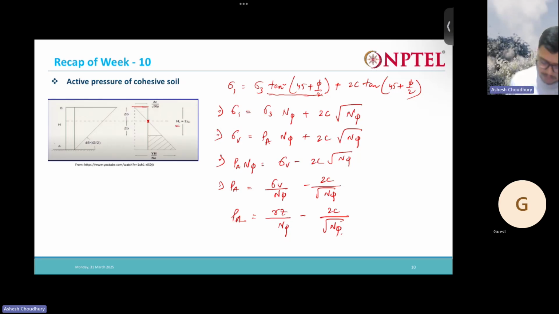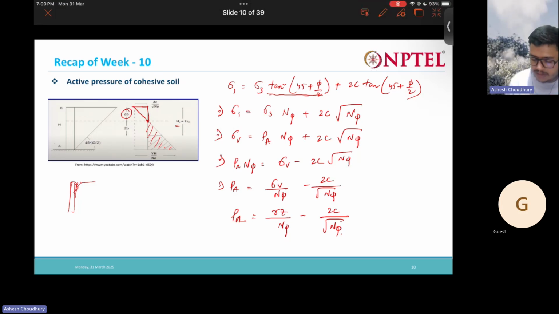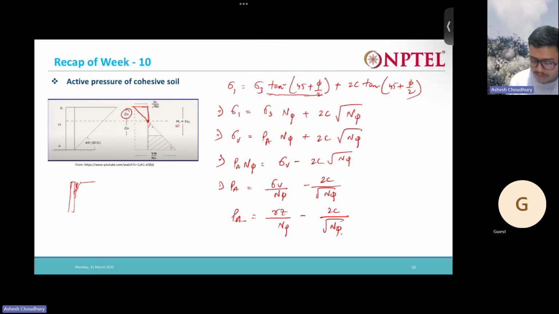Not HC by 2, it is Z naught. Z naught is nothing but the depth of tension cracks. So you have tensile forces acting in the upper part, and due to that, some cracks generally develop. If tensile cracks develop, then the soil is going to separate from the retaining wall at that point. So there will be no pressure acting on the retaining wall at that point. In that case, the area of this whole bottom part will give you the active thrust.